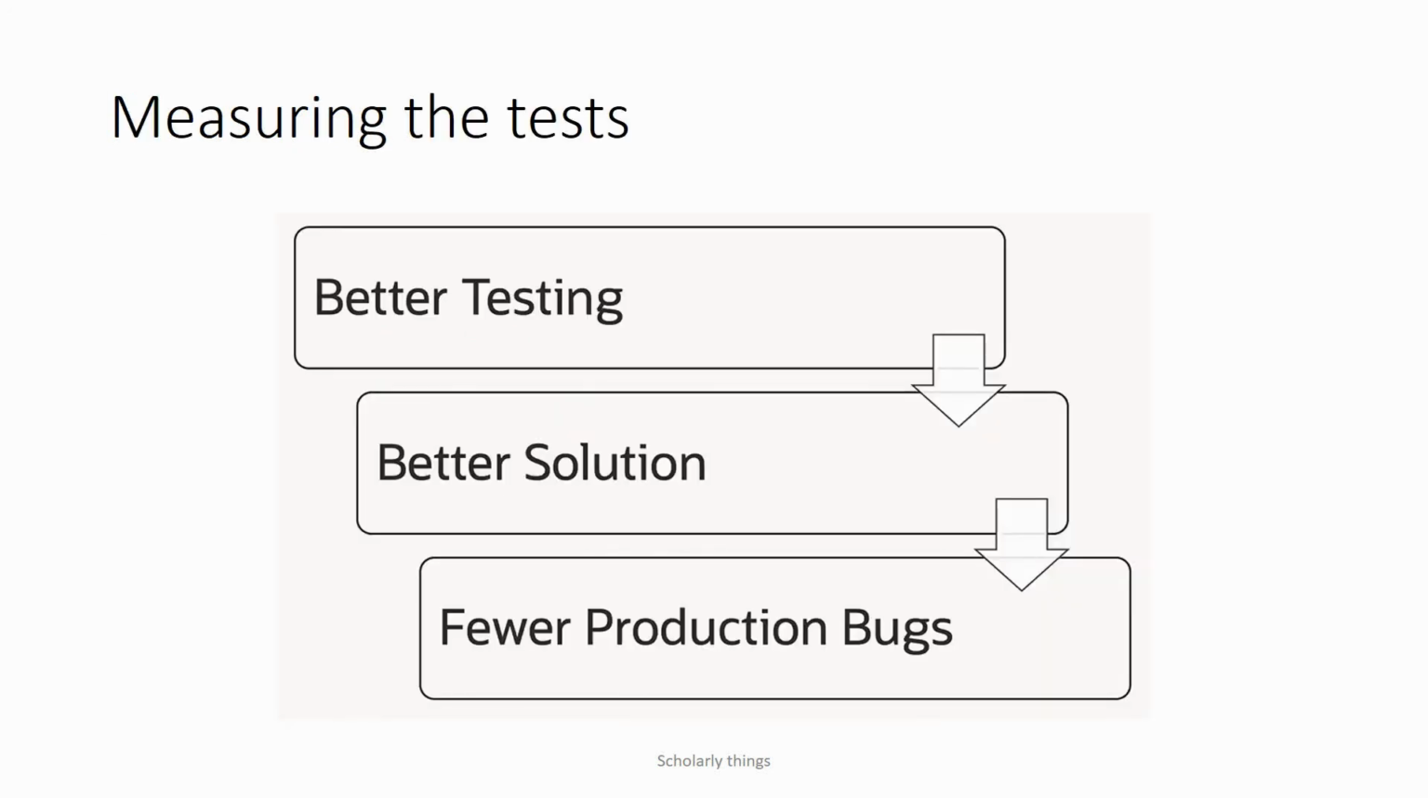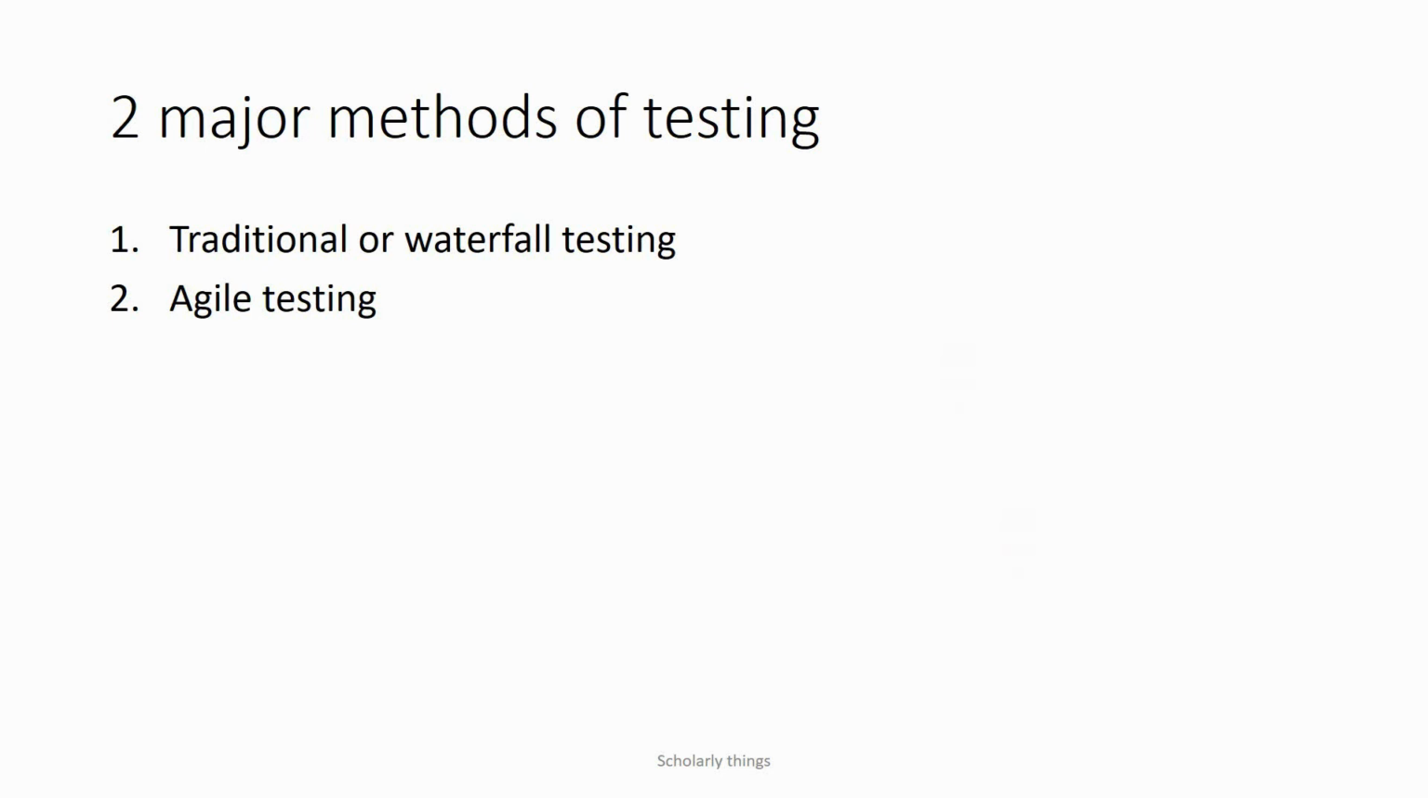We can say that better testing gives out better solutions and fewer production bugs. Two major methods of testing are traditional or waterfall testing. Second one is agile testing. We'll look at each one of them in the coming videos.